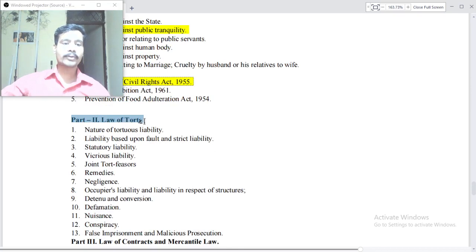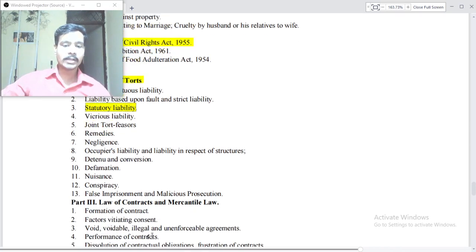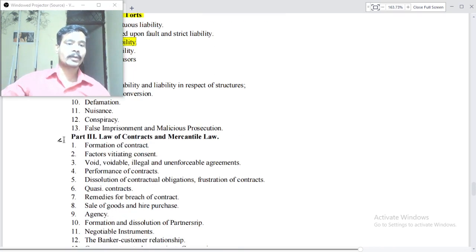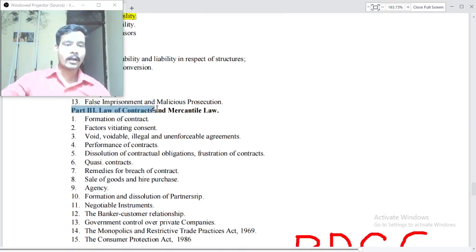Part 2, law of torts. Nature of tortious liability, liability based on fault and strict liability, statutory liability and vicarious liability, joint torts, remedies, negligence, occupiers' liability and liability in respect of structures, defamation, nuisance, conspiracy, false imprisonment and malicious prosecution. Now point number 3, law of contract and mercantile law.